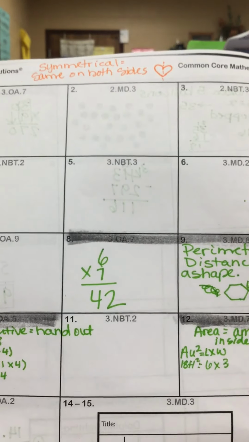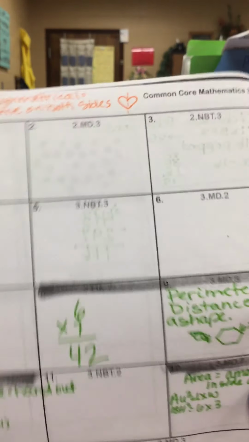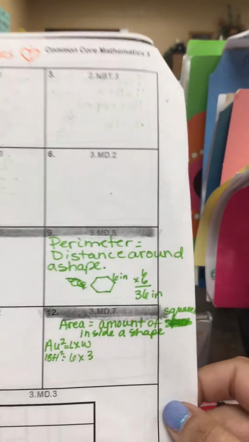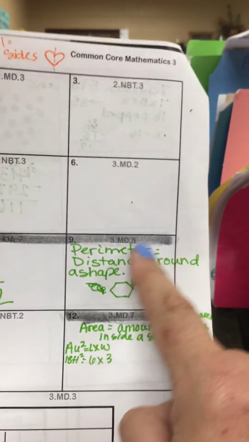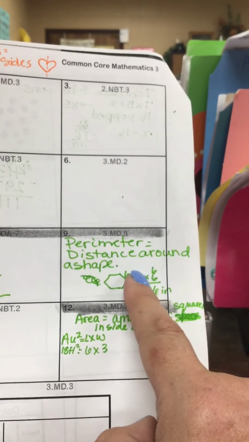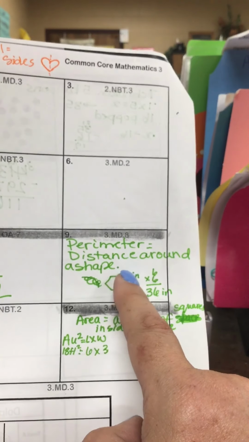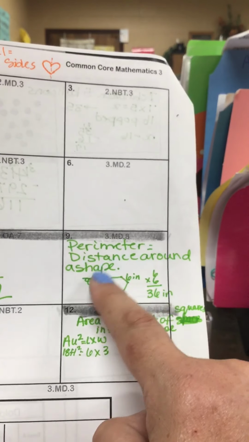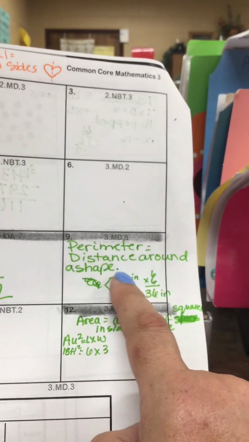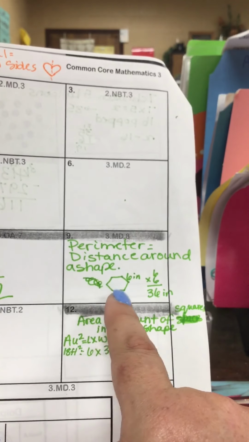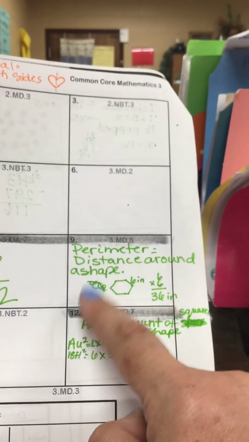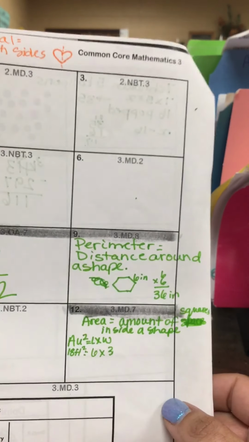The first question from this page was a multiplication, so 6 times 7. Of course, that's not going to be the same question. Perimeter on number 9, the distance around a shape, and we talked about how this question was a regular polygon, meaning that all the sides were the same length and they were all 6 inches. So they could have added 6 plus 6 plus 6 plus 6 plus 6 plus 6, or they could have multiplied 6 times 6, and that would be the same for any other regular polygon depending on how many sides it had.